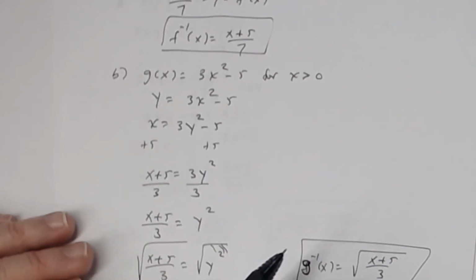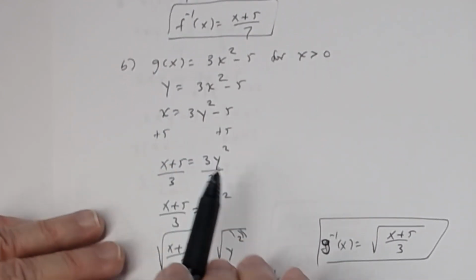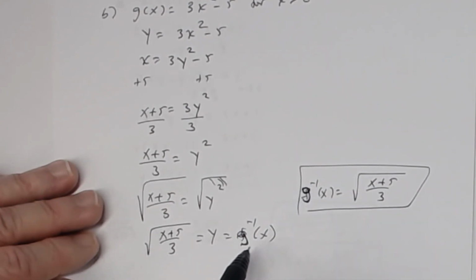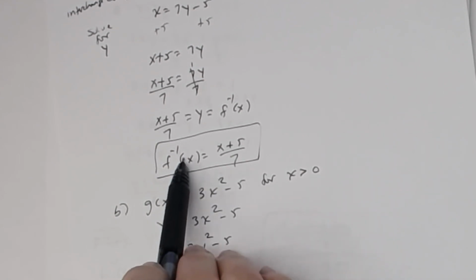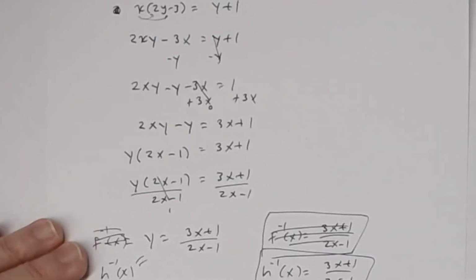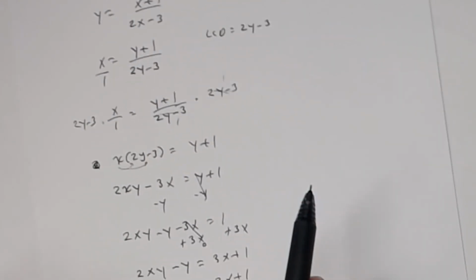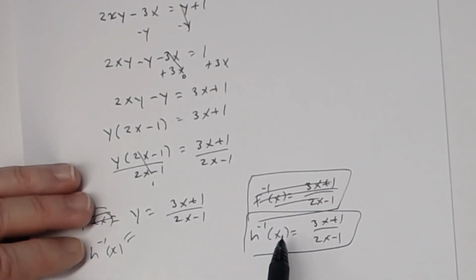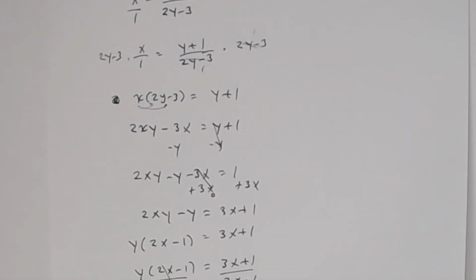I wasn't very careful here. So just be careful with the notation. This is g of x. You have to say g inverse of x. Okay? If this is f of x, you have to say f inverse of x. If this is, let's say, in this case it was what? H of x, you then have to say h inverse of x. Okay? All right, so be careful with the notation so you don't lose any points.